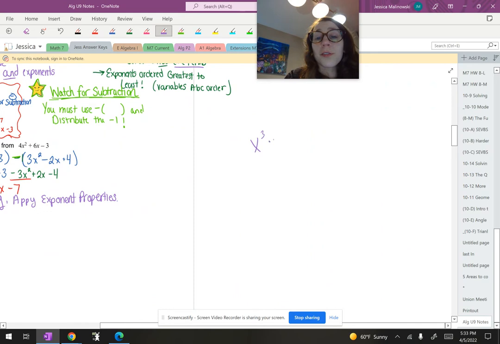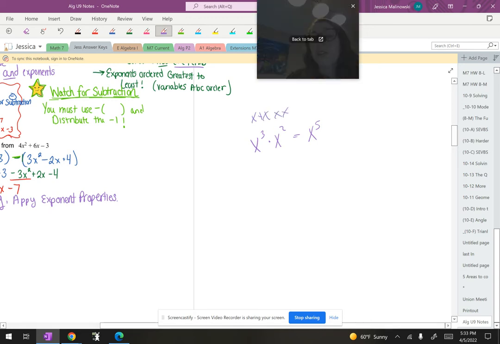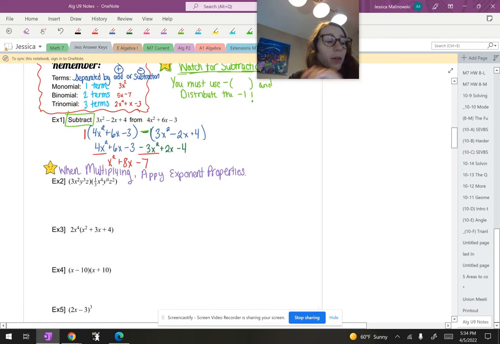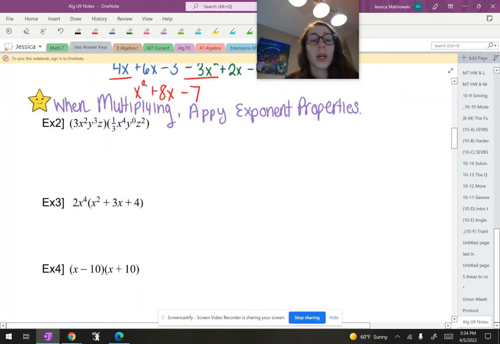That x to the third times x to the second is x to the fifth kind of thing. Those 3 x's and the 2 x's turn into 5, or x to the fifth, and then same thing if you're doing division, but you cancel out. If I have x to the third divided by x squared, I have 3 x's on top, 2 x's, 2 cancel out. I'm left with x to the 1. Whew, okay, that was a quick review of exponent properties.